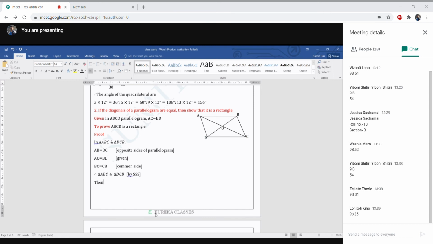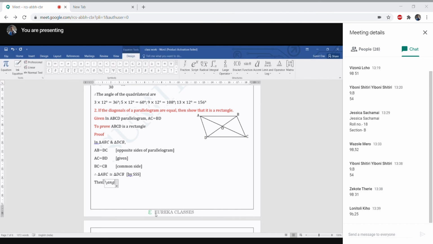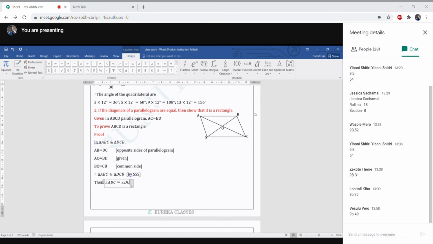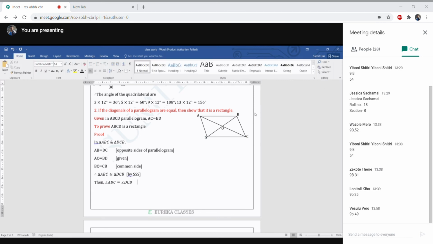Then angle ABC equal to angle DCB. Why? Look, angle ABC and angle DCB, these two angles are equal by CPCT.